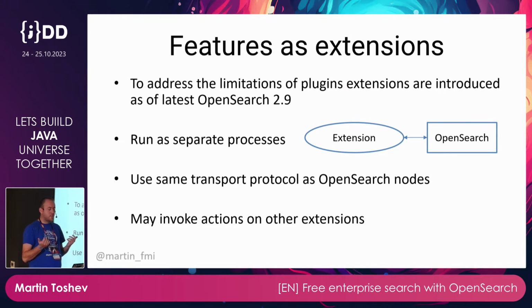The idea behind extensions is that they run as separate processes. They still extend the capabilities of OpenSearch, and they also use a transport protocol in the same manner as OpenSearch nodes use to communicate with each other. They may also invoke actions on other extensions. The general idea is that it provides more flexibility and solves the limitations that we saw on the previous slide. So now there are some plugins in OpenSearch that are being rewritten from the standard plugin way they've been implemented to OpenSearch extensions.